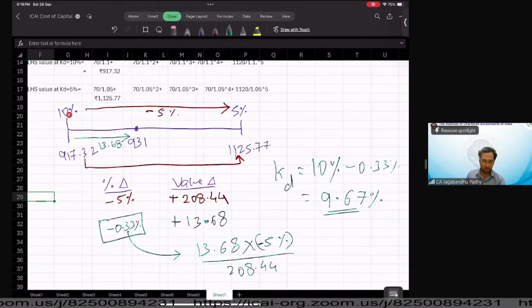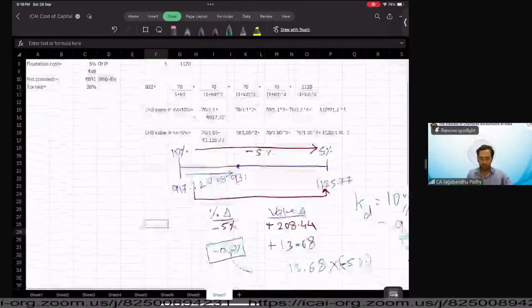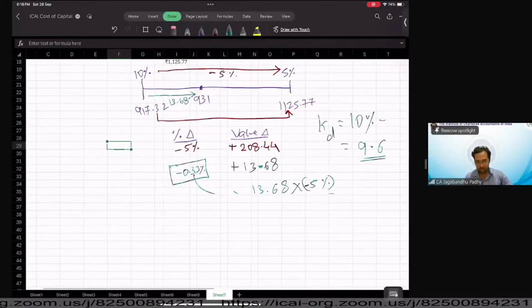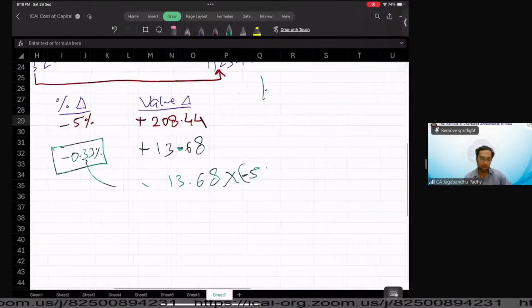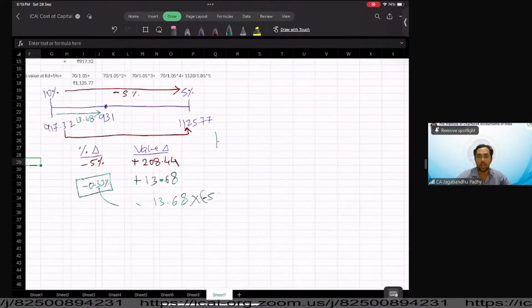Okay, so we were going down from 10 to 5, right? And we wanted to increase it from 917 to 931. So your cost of debt using the IRR or the YTM method is 9.67%. This is what we have already covered in the previous class. So I just thought, let me quickly revise this YTM method for you before we go for the next concept, which is again about cost of capital, but now we are looking for cost of equity shares.